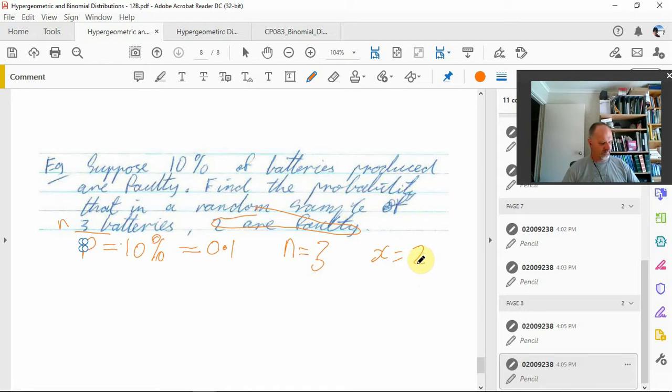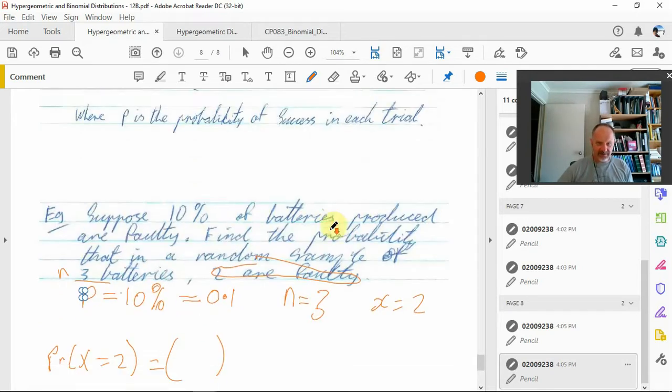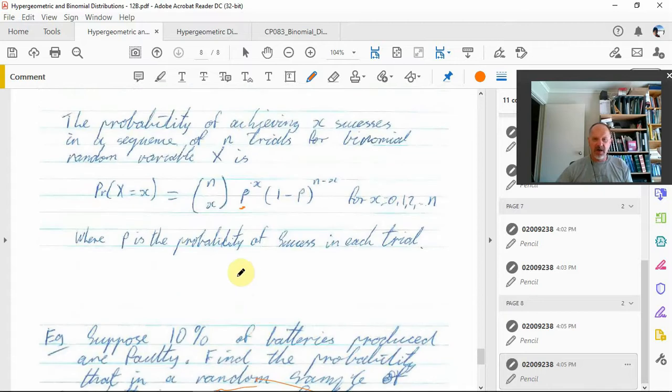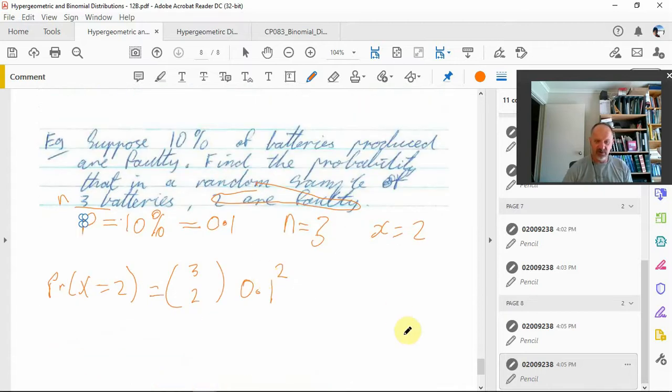All right, so if we were to write that out using what I've got above, the probability that x equals 2 would be n above x, so 3 above 2, 3C2. Probability of success, 0.1, and we want 2 successes. Then 1 minus p, and 1 minus 0.1 is 0.9, and that's the other one.